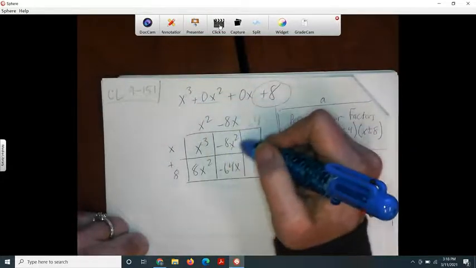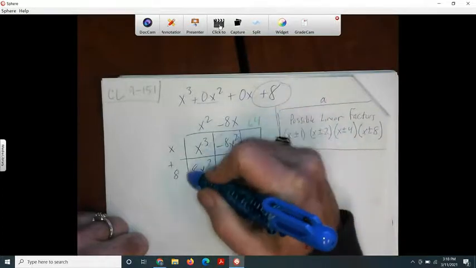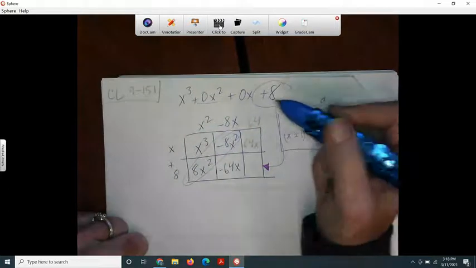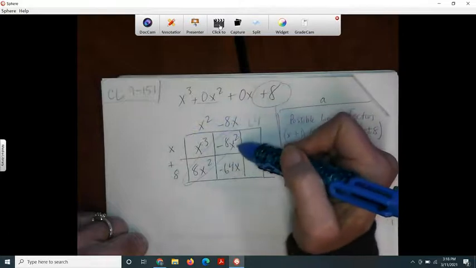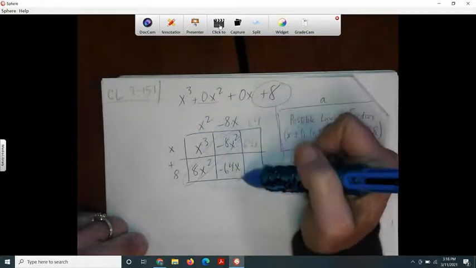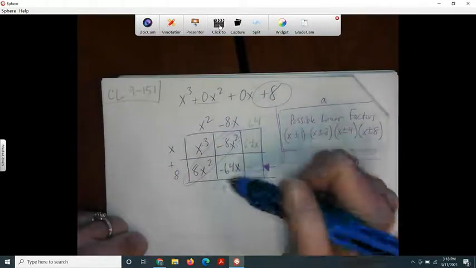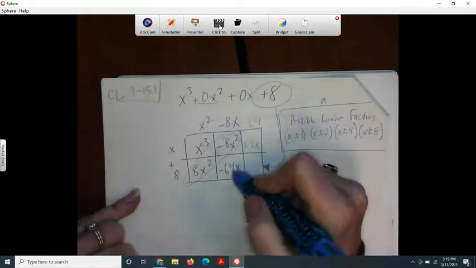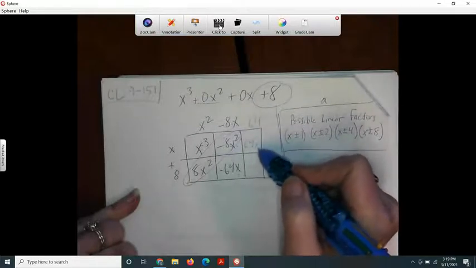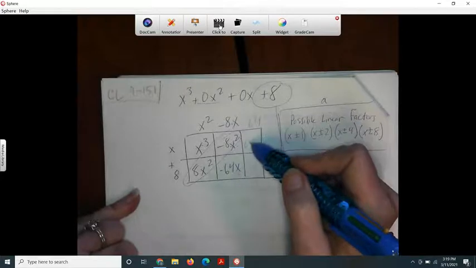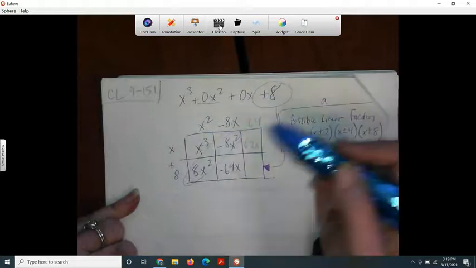And that forces this to be negative 8x, because x times negative 8x is negative 8x squared, and it forces this box to be 64 because 8 times 8, right? And then in order for the x term to be 0, this has to be positive 64x, because when you add them, they have to equal 0. And then that forces this to be 64, so we know 8 is not a factor, because 8 times 64 doesn't give me an 8 in there. So I'm going to say x plus 8 is not a factor.